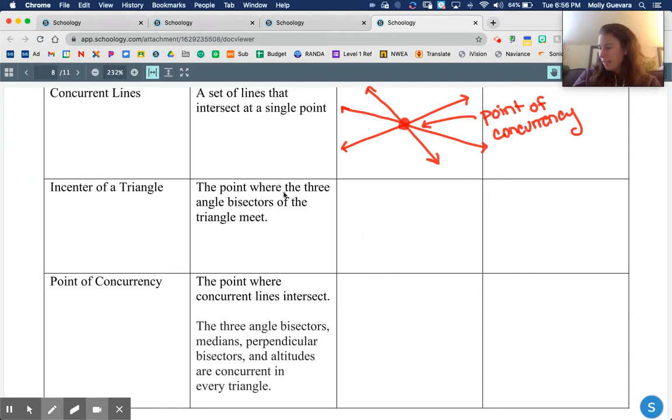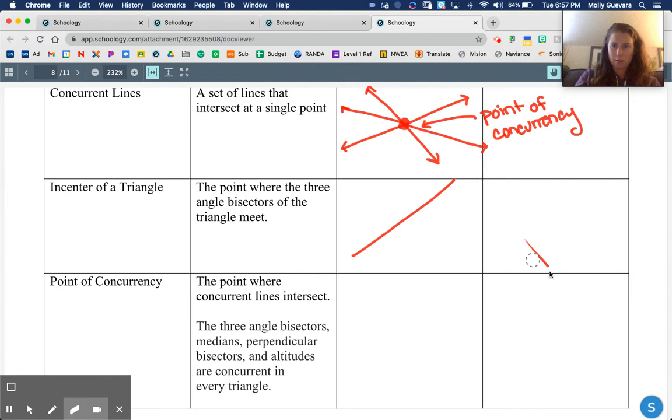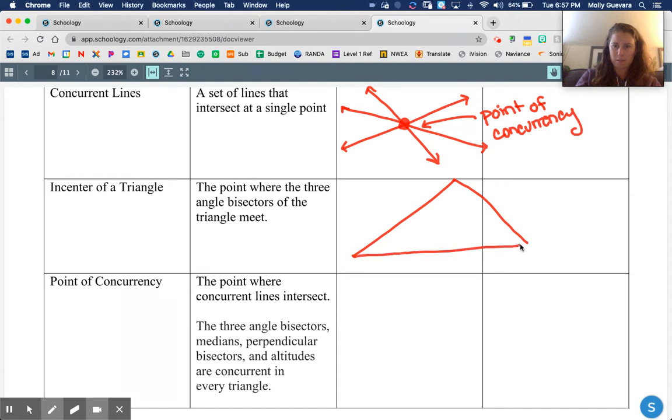Okay, last, I was going to say we don't really need to draw anything here. So the last one is the incenter of a triangle. And I really want to make these lines as straight as possible. Okay, so we're going to draw a triangle like so. Beautiful.